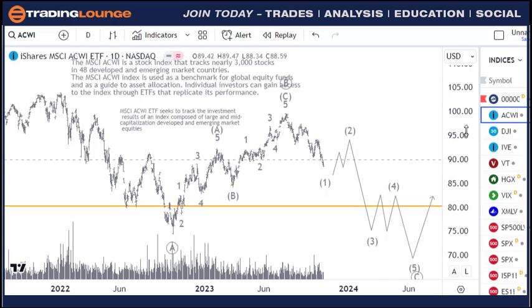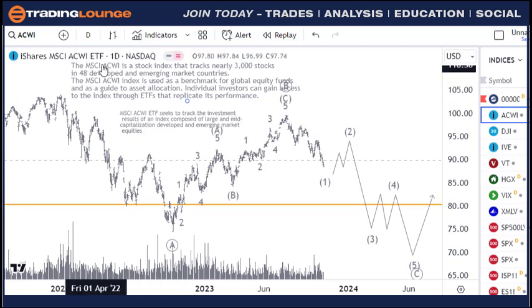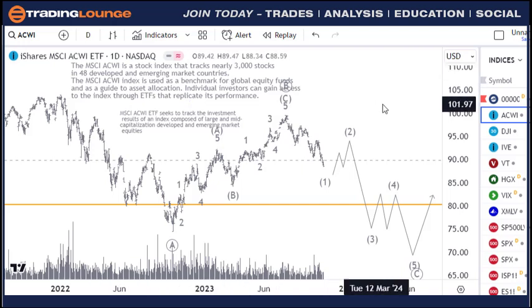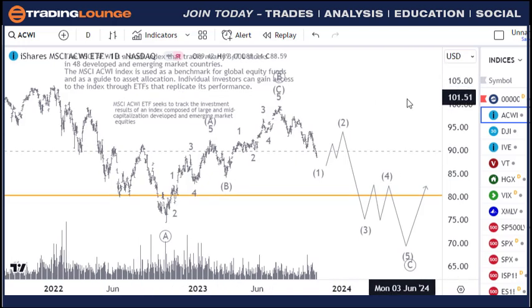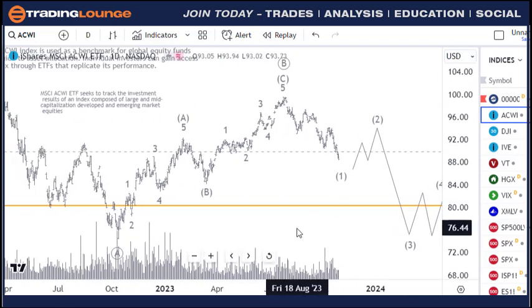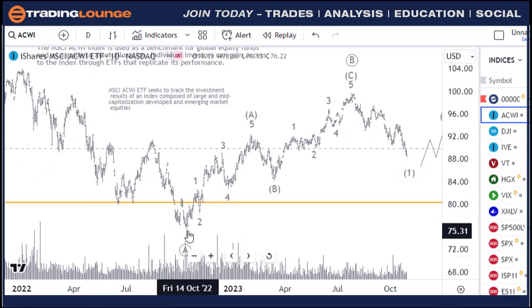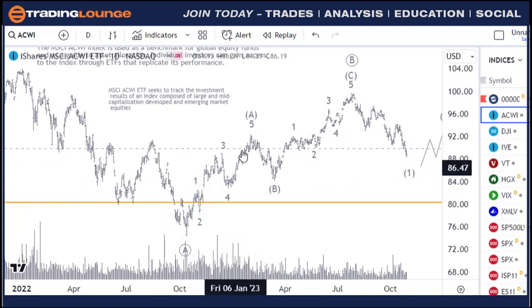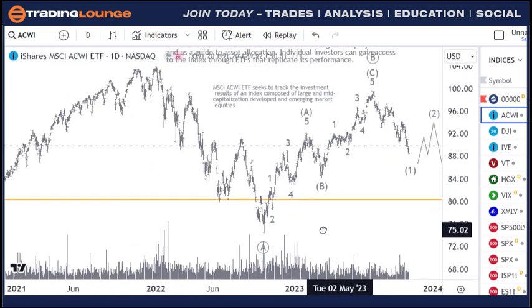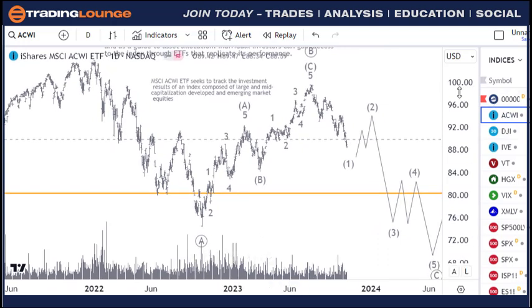So, in this particular market here, this tracks about 3,000 stocks in many emerging markets, and we can clearly see in this particular pattern here that we have 5 waves up here, 1, 2, 3, 4, 5. So an A wave, a B wave, and then 1, 2, 3, 4, 5. So that is a corrective pattern of a larger corrective pattern.